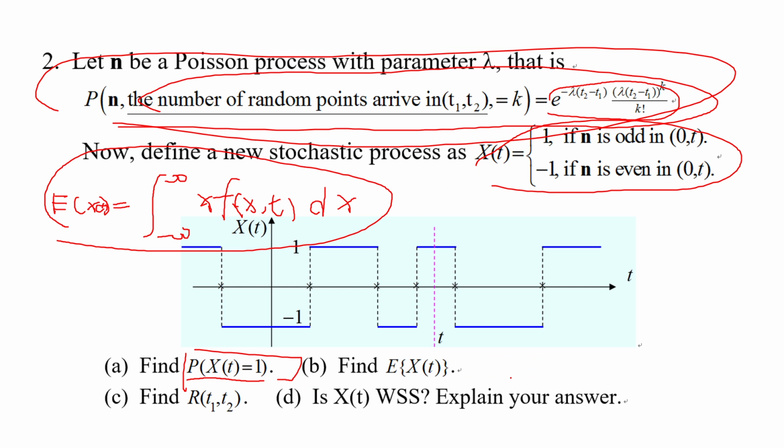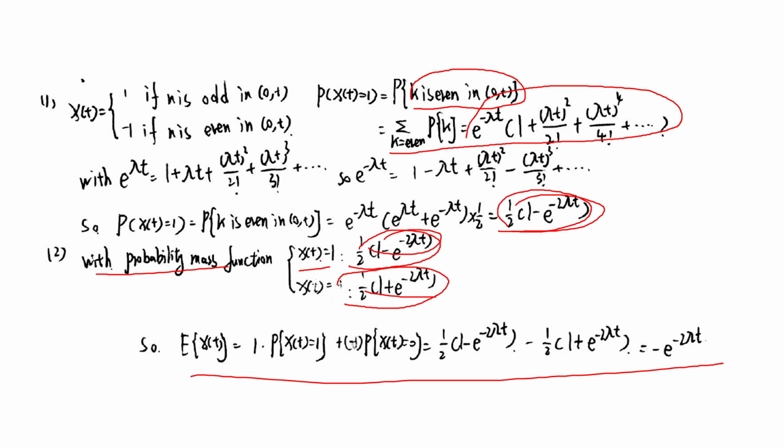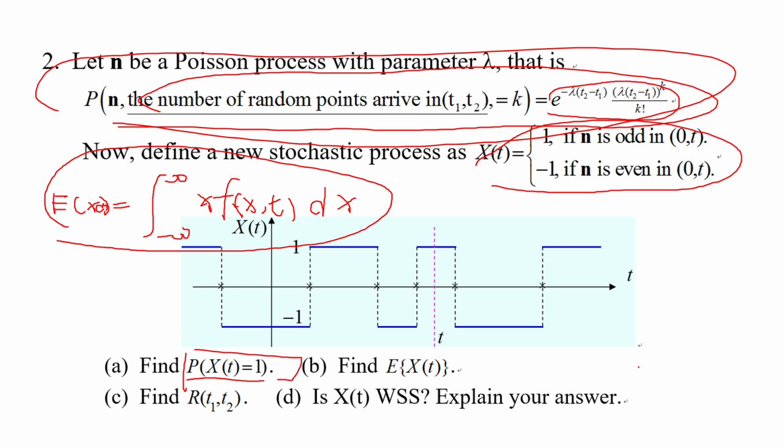And the third question is: is X(t) WSS? Explain your answer. With the second question, we know that E[X(t)] equals this. Apparently, it is not a constant, so X(t) is not a WSS.